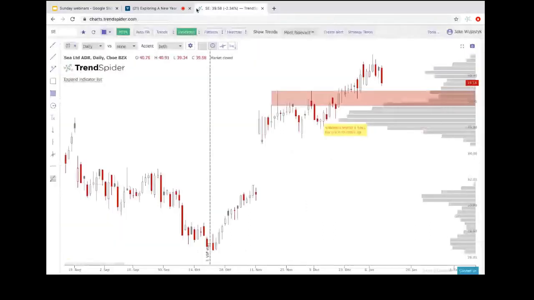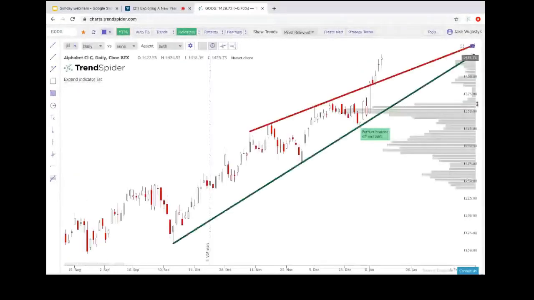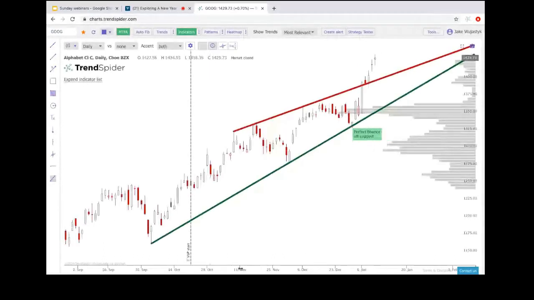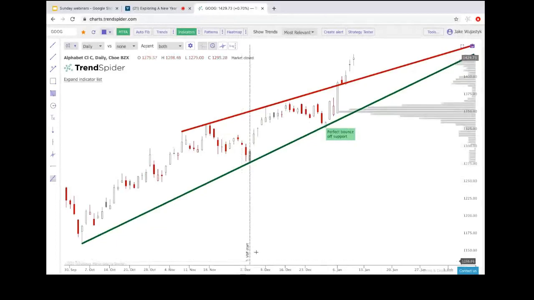So if you look at Google, this is a really, really cool case study. You've got literally a hard bounce right off of this ascending wedge support, and you can see how quickly the price got right back to this area. I need to move this volume by price over. And you'll see most of the volume is still holding at this 1350 area. There's barely any volume holding up here.